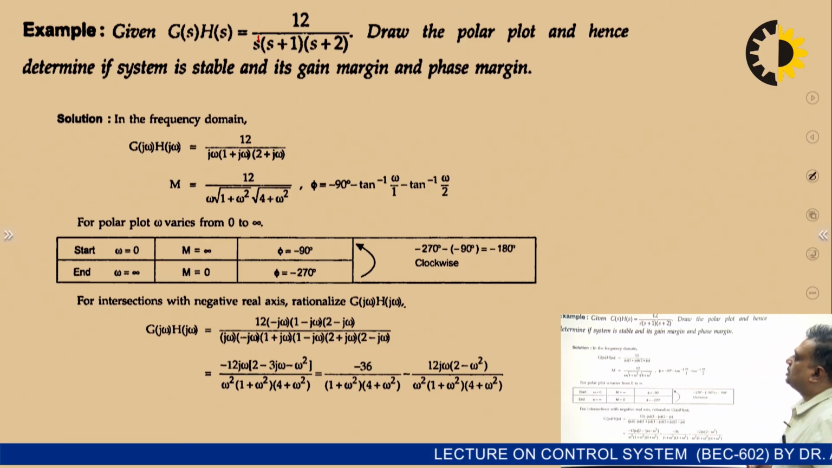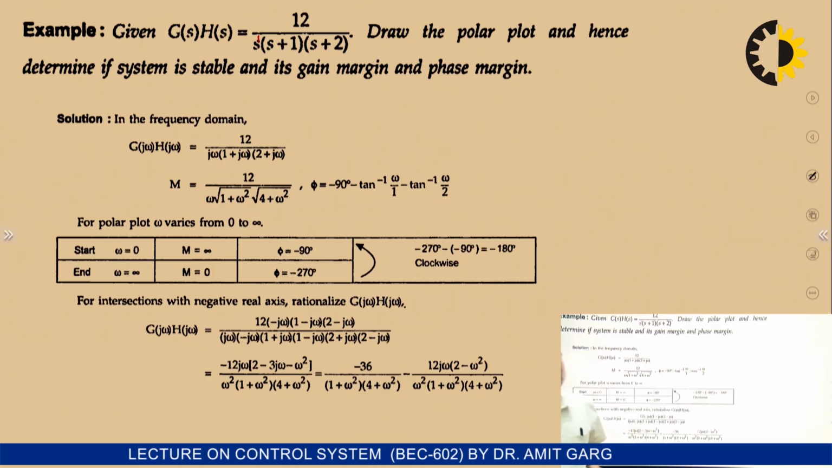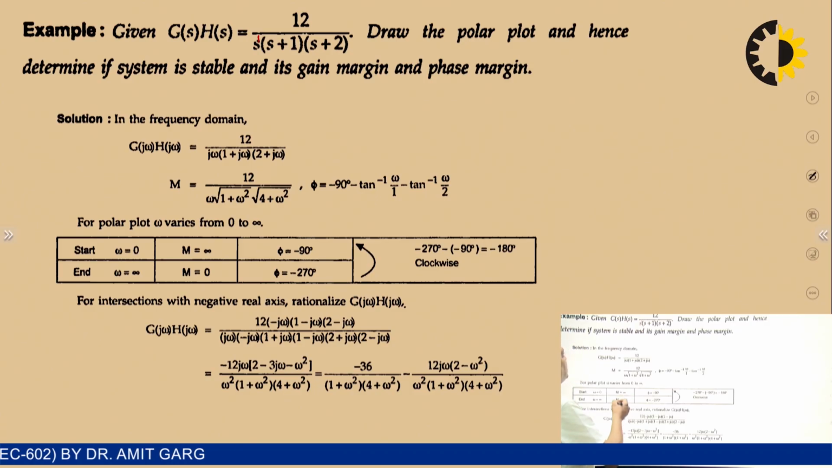Now we will draw the polar plot, and also we will find out the stability. And stability parameters are gain margin and phase margin. So we will see how we can calculate the values of gain margin and phase margin with the help of the polar plot. So now we will put s equals j omega. This comes out to be 12 upon j omega times (1 plus j omega) into (2 plus j omega).